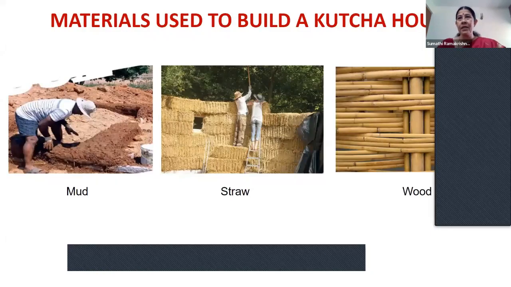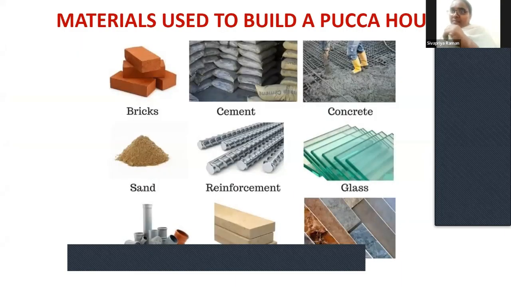So we use mud, straw, and wood. So these are the materials used to build a kacha house. And grasses are also used. Coconut leaves, you can add that also. Palm leaves are also used as a roof shelter. You can add bamboo sticks. Basic materials are these.